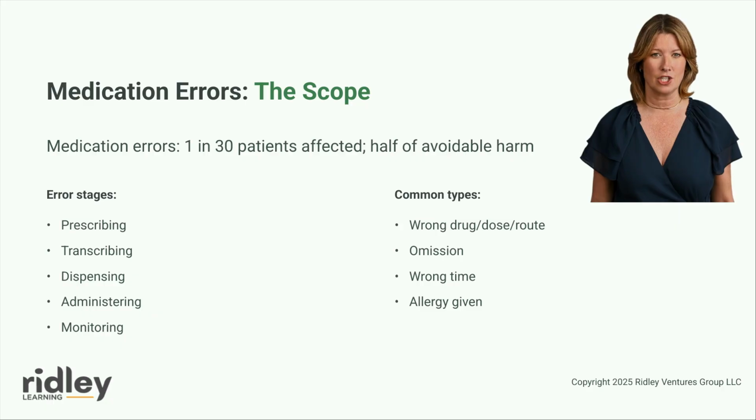Common types of medication errors include administering the wrong drug, wrong dose, or wrong dosage form, administering a drug via the wrong route, errors of omission, meaning failing to administer a prescribed dose, administering a drug at the wrong time or at the incorrect rate, and administering a drug to a patient with a known allergy or contraindication.